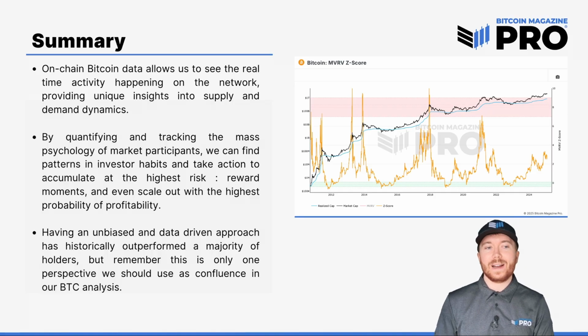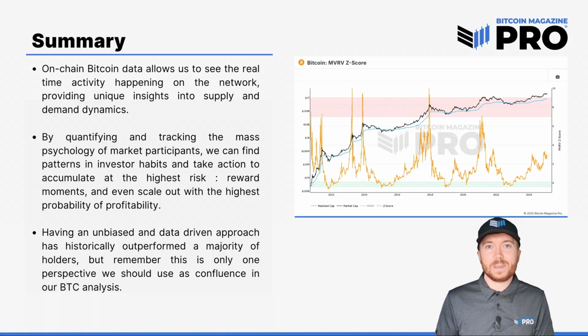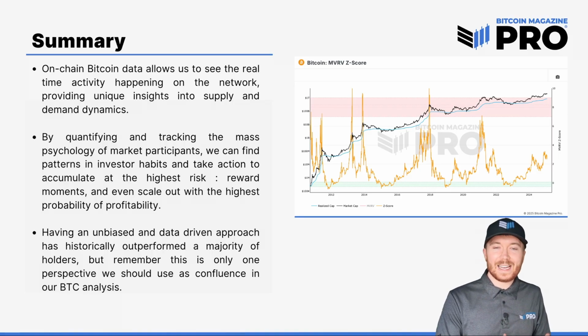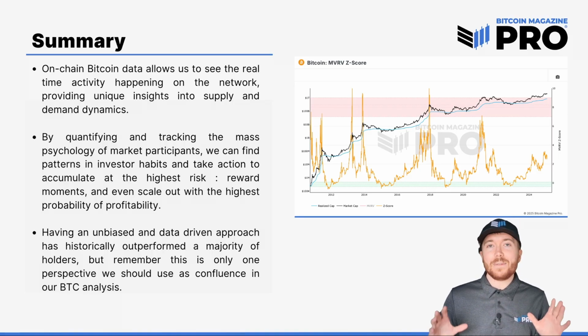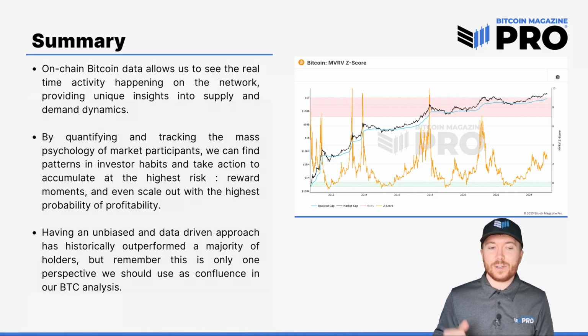And by quantifying and tracking the mass psychology of market participants, we can find patterns in investor habits and take action to accumulate at the highest risk-to-reward moments and even scale out with the highest probability of profitability. Like we could see from metrics such as the MVRV Z-score, the spent output profit ratio, even the HODL waves, when we see multiple indications that the market is getting overheated or potentially undervalued, it really typically aligns with a great period of time to take action. And having an unbiased and data-driven approach such as this one has historically outperformed a vast majority of holders. But do remember that on-chain data is only one perspective that we should use as confluence in our BTC analysis.